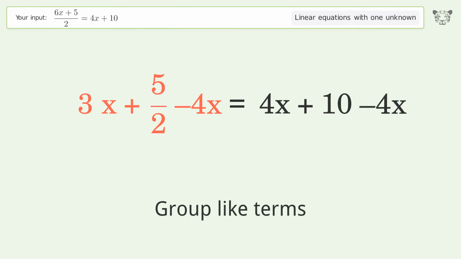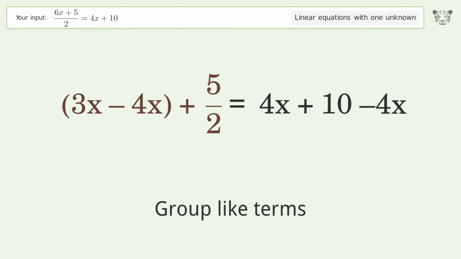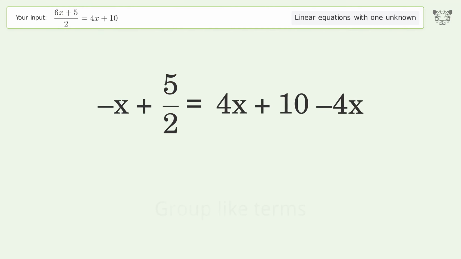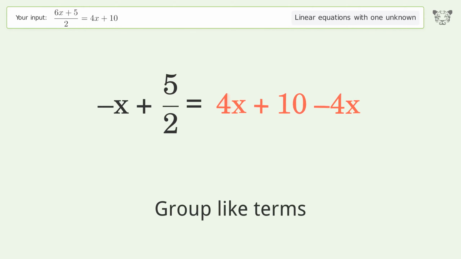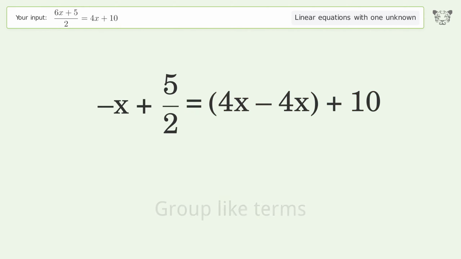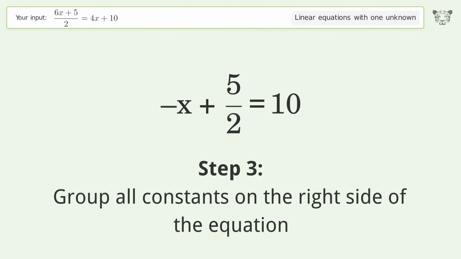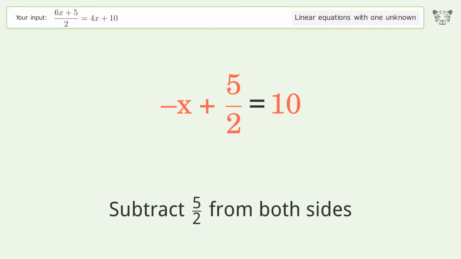Group like terms. Simplify the arithmetic. Group like terms. Simplify the arithmetic. Group all constants on the right side of the equation. Subtract 5/2 from both sides.